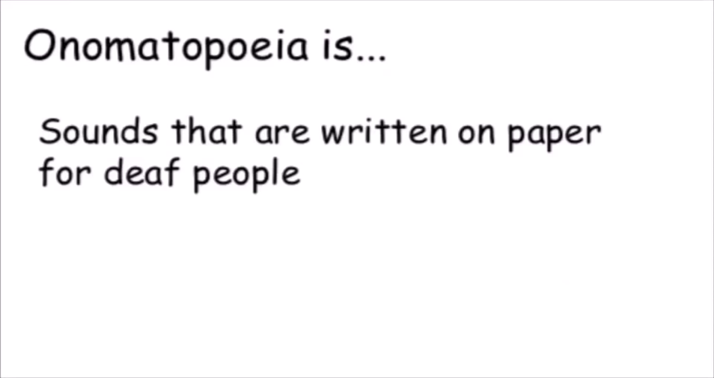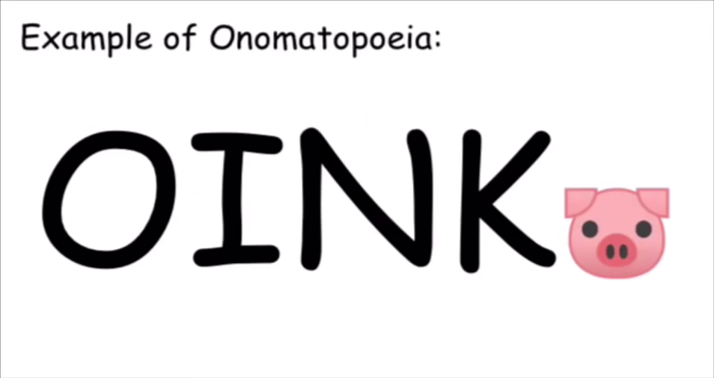Okay, so basically what onomatopoeia is, it's sounds written on paper, so deaf people can hear sounds in their head. A good example of an onomatopoeia is oink, which is the sound your mom makes.